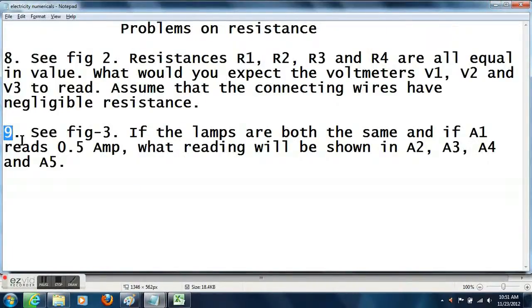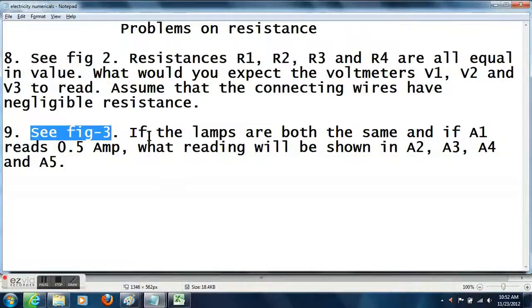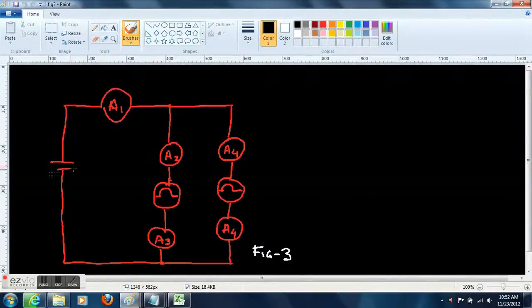Here I will be discussing question number 9. Now look at figure 3. Let me pull out figure 3. If the lamps are both the same, that means both the lamps have equal resistance.